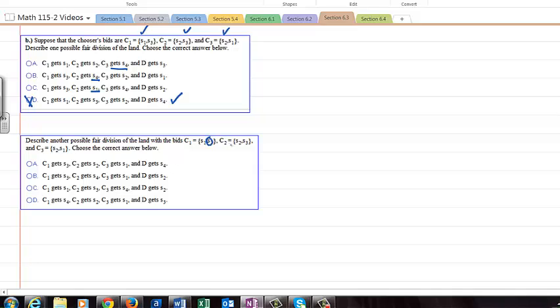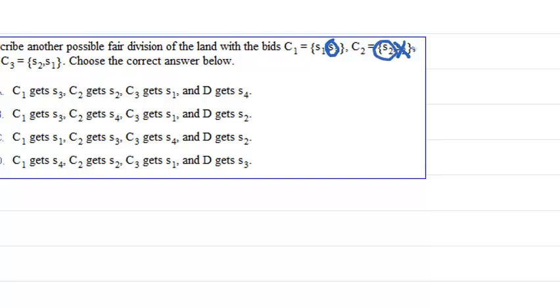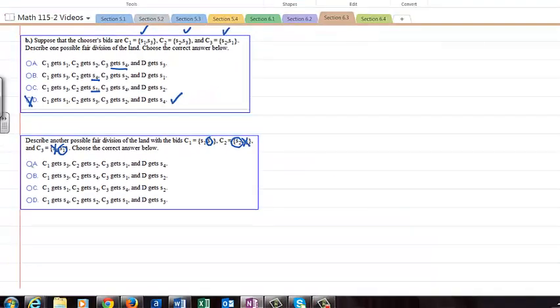Since chooser 2 will only accept share 2 or share 3, this means chooser 2 receives share 2. This leaves share 1 for chooser 3, who will only accept share 2 or share 1, and the divider gets share 4. To summarize, chooser 1 receives share 3, chooser 2 receives share 2, chooser 3 receives share 1, and the divider receives share 4. This is option A.